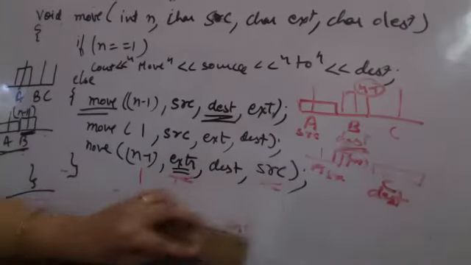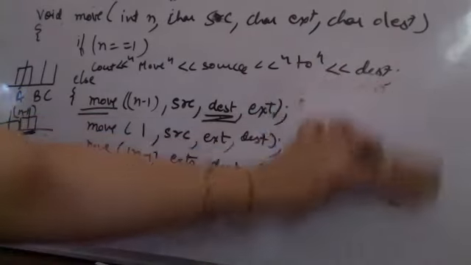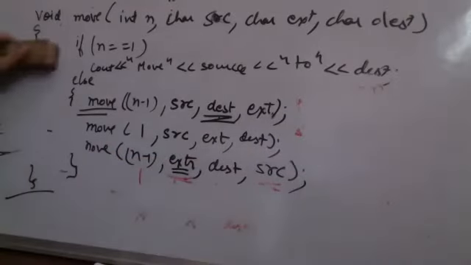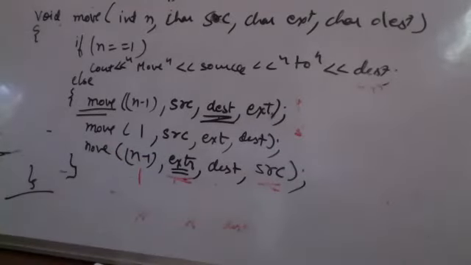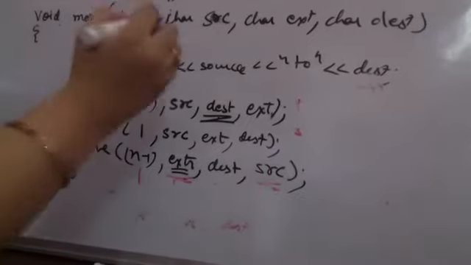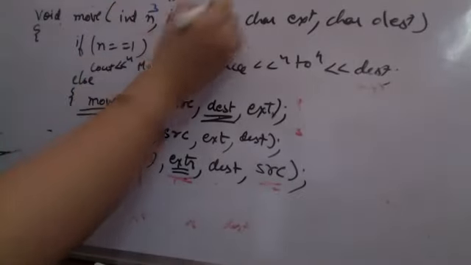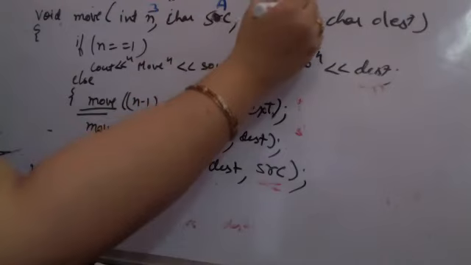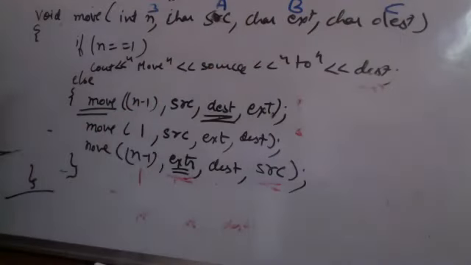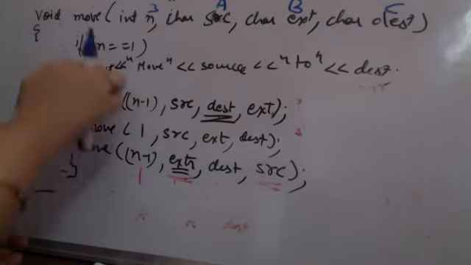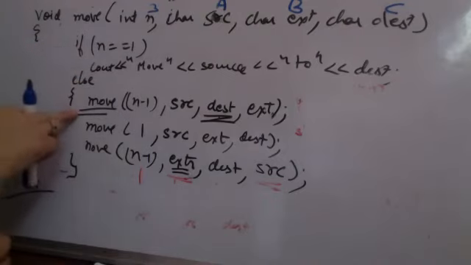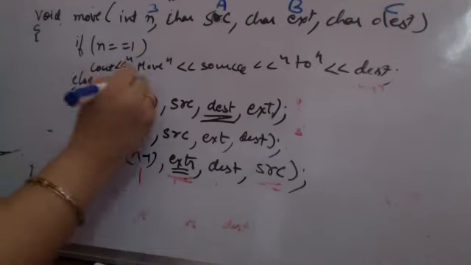When I am going to dry run this, let me do the dry run again for the same. The initial problem I am having is n is 3, source is A, extra is B and destination is C. So when I am dry running this, n is not equal to 1, I move to this. I am calling move for n-1, which is 2.